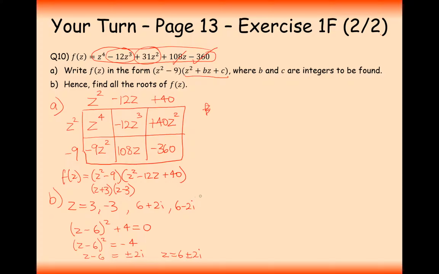So there we are, that's our final answer then. 3, minus 3, 6 plus 2i, 6 minus 2i. When it's got a power of 4, it needs 4 roots. So that's how we know we've finished that question.